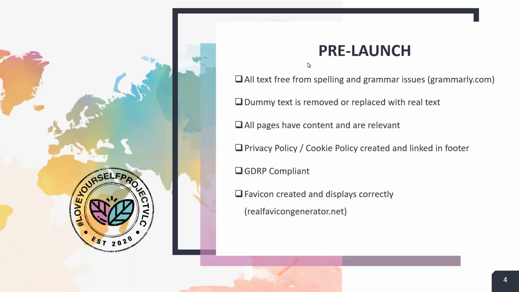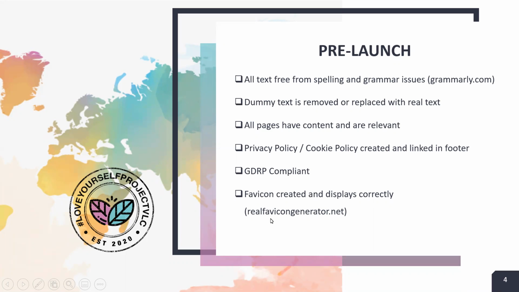You want to make sure that alt text is free from spelling and grammar issues, and to make sure that part is covered, you can use Grammarly.com. As well, any dummy or filler text has been removed and replaced with real text. All pages you've created have content that is relevant. Your privacy policy and cookie policy have been created and linked in the footer. Your site is GDPR compliant. And your favicon has been created and displays correctly.